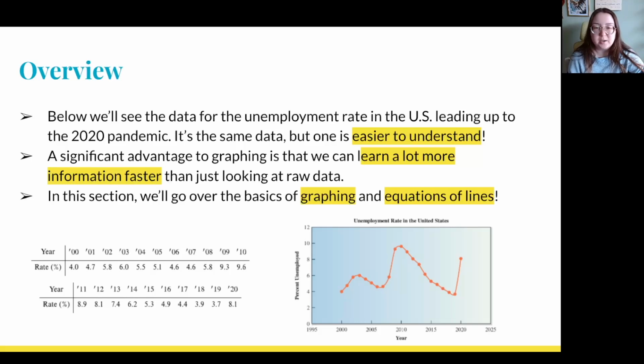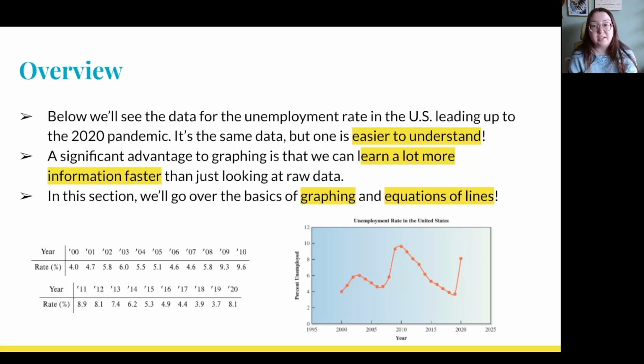So we have our tables there, which has the year and the percentage of unemployment. And we see all the years going from 2000 all the way up to 2020. And we see all the different rates numerically. So if we only had these tables here, we could see the data, but it takes extra time, extra understanding to figure out what all of this data means.